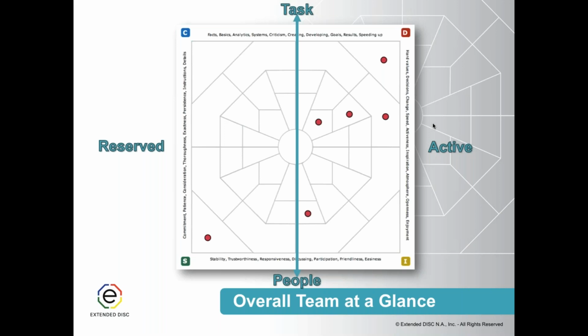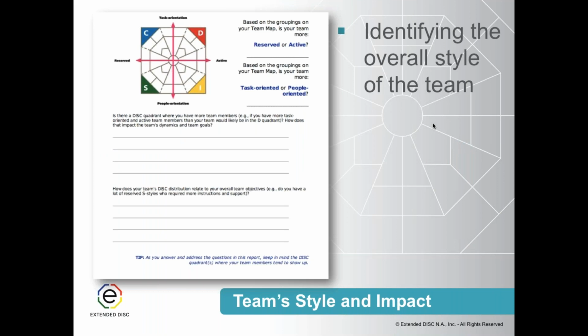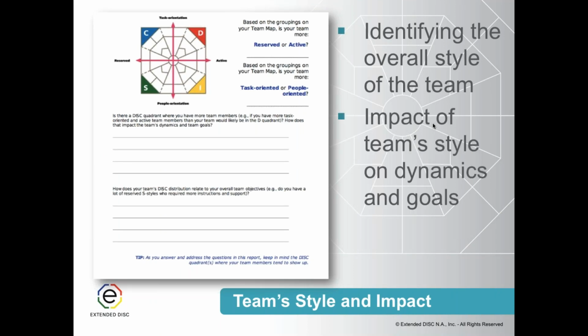And then looking at the next axis, is your team more on the active side or are they more reserved? And then we can take that information, and we have some specific questions to help us look at your team's style and the impact that that style may have on achieving your goals.